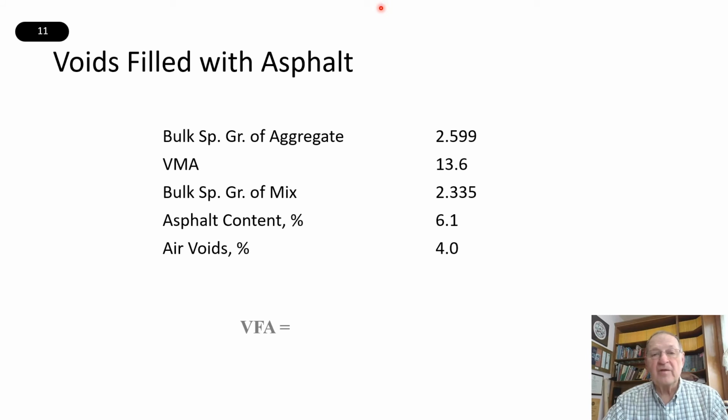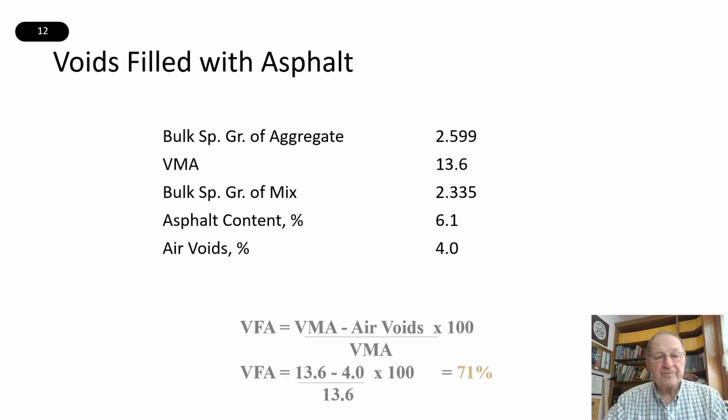So it'd be 13.6 minus the 4.0. So VFA is VMA minus the air voids divided by VMA, which is 13.6 minus 4.0 divided by 13.6 times 100, which is 71%.